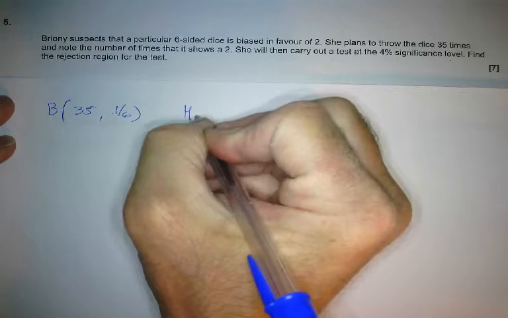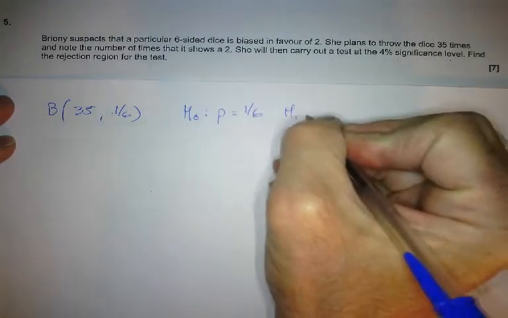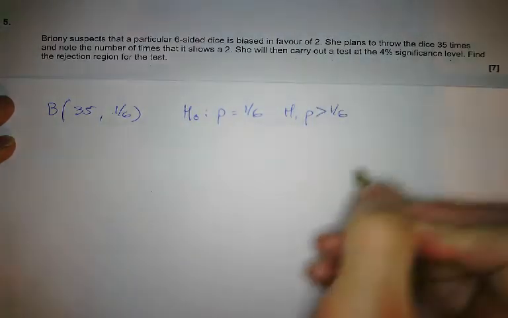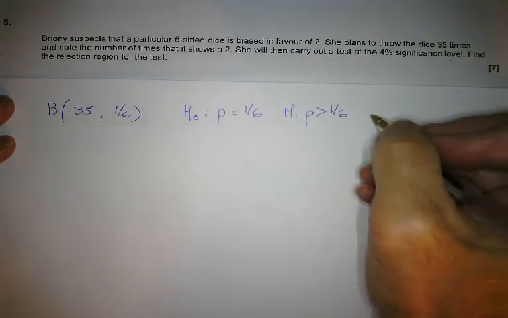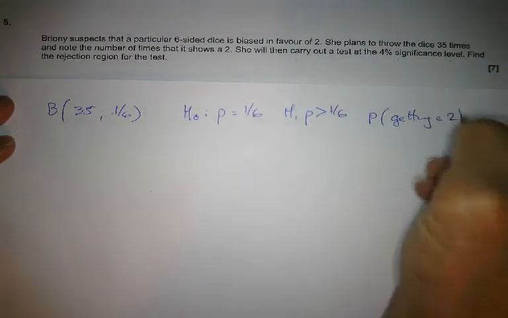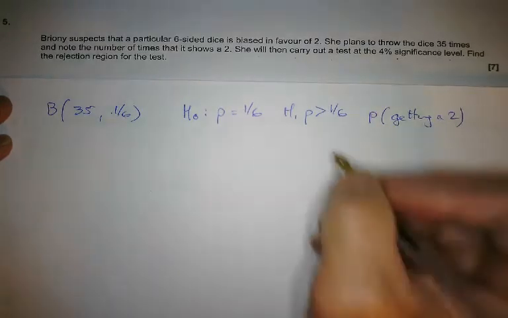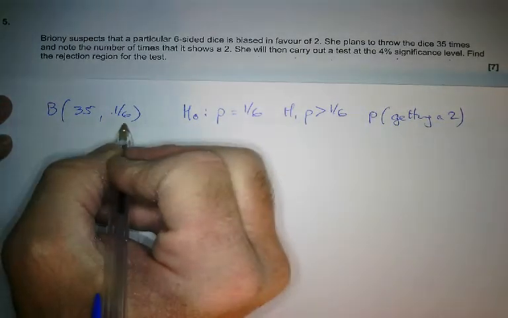So even though it doesn't say carry out a test, I am going to write all this information in, in case they're expecting you to see it. Because if you don't know how to write it in, then write it in. And P is the probability of getting a 2. It's always safer. If you know this information and you don't put it in, then you get really annoyed afterwards. We know N, we know the probability of success.